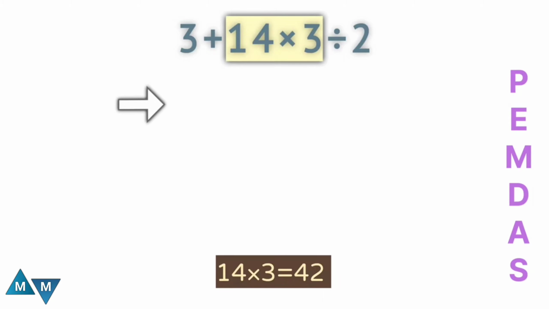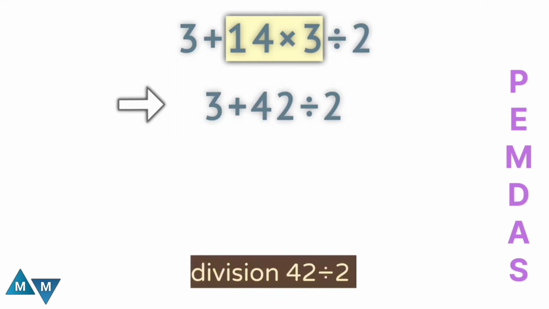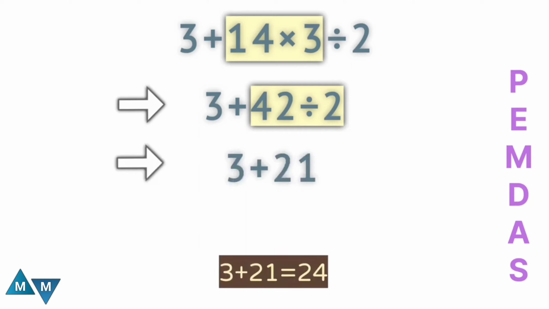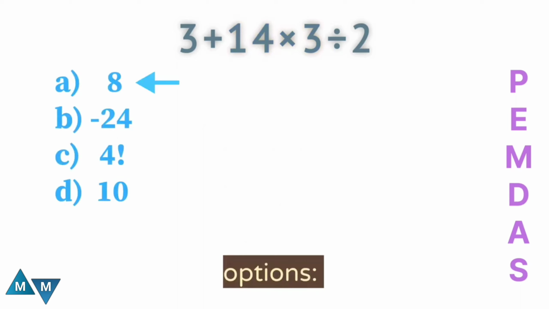Now we have the following expression. Now our next move will be division. 42 divided by 2, which equals 21. Now the expression becomes 3 plus 21, which equals 24. Look at the options. The first one, 8, is incorrect.